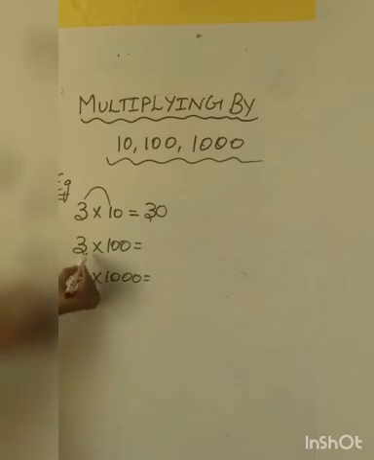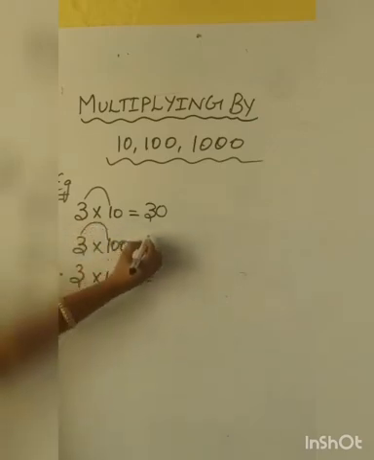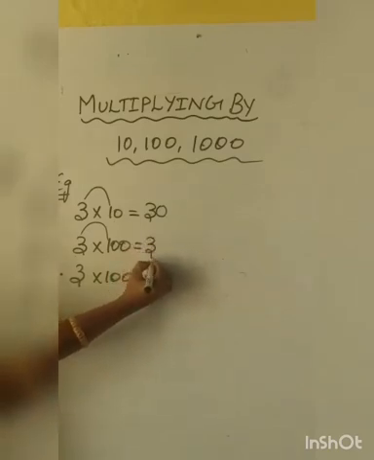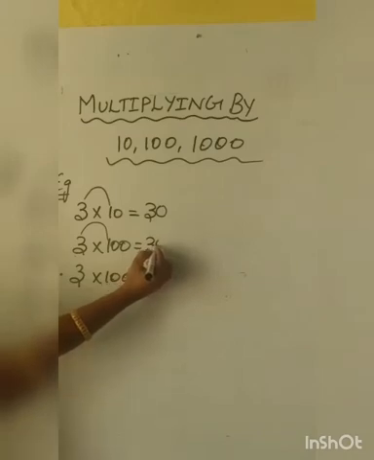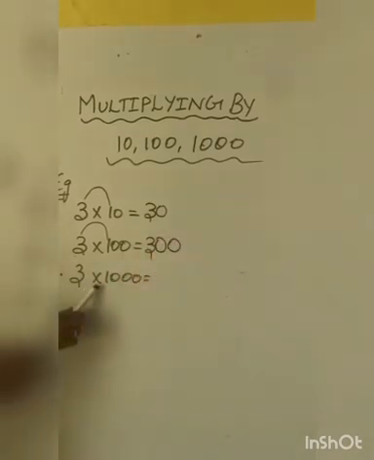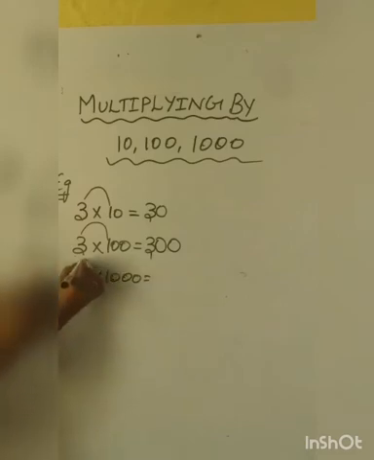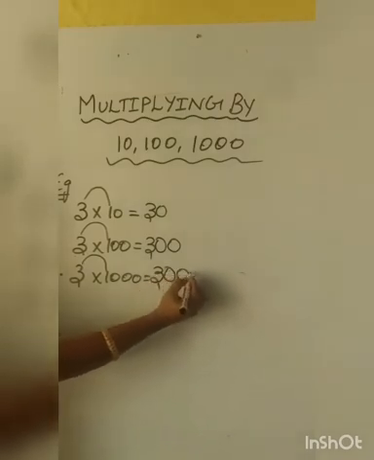And the next one is 3 multiplied by 100. First you want to multiply 3 into 1. 3 ones are 3. How many zeros are there? 2 zeros. So just you want to write 2 zeros. Okay. And another one, 3 multiplied by 1000. So first you have to multiply 3 multiplied by 1 equal to 3. How many zeros? 3 zeros, 1 and 2 and 3.